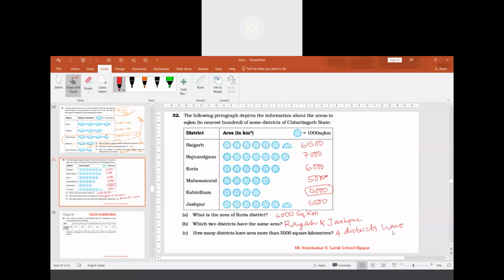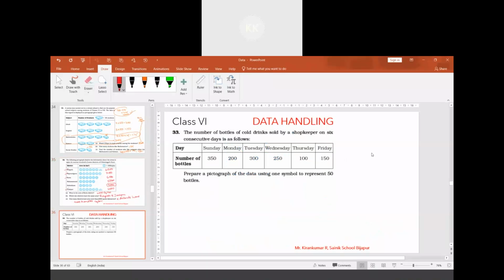have more than 5000 square kilometer. If the question is which are those cities, it is Raigad, Korea, and Jaspur. These are the districts which are having more than 5000 square kilometer. The questions are very easy here.